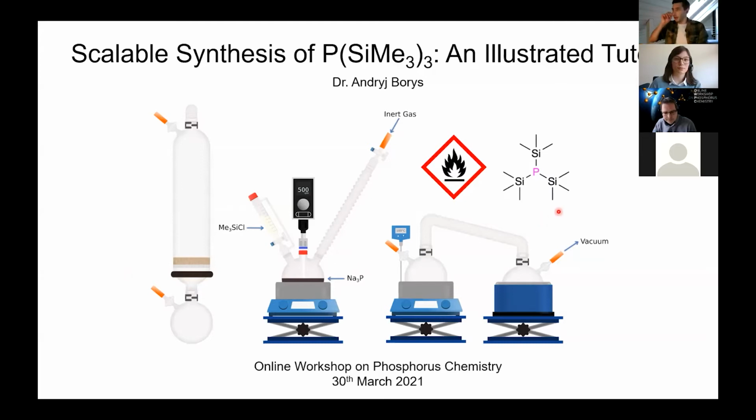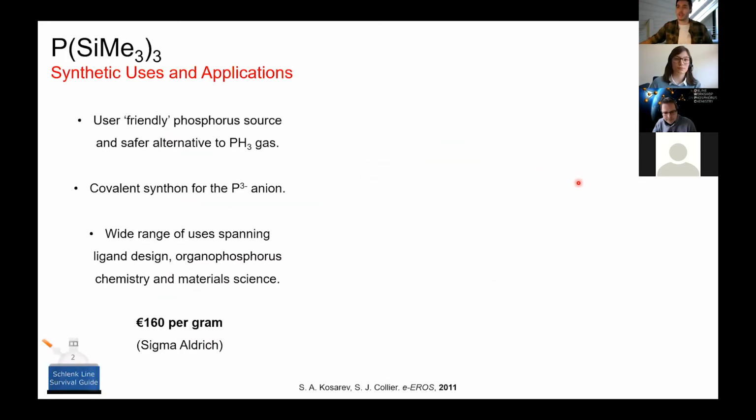Today, this will be the second how-to lecture in the OWPC series, which follows on quite nicely from yesterday's talk, which talks about how to safely work with phosphine gas. This complements it well because this is another surrogate phosphine gas which might be more available to most labs. So just to talk about tris-trimethylsilyl phosphine and some of its synthetic uses and applications.